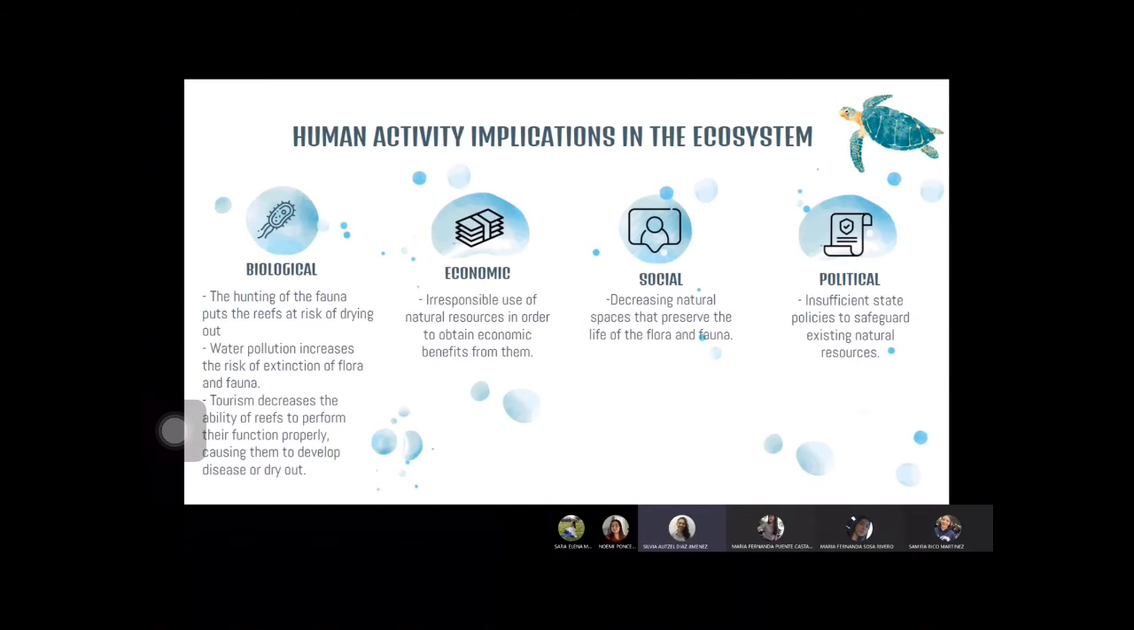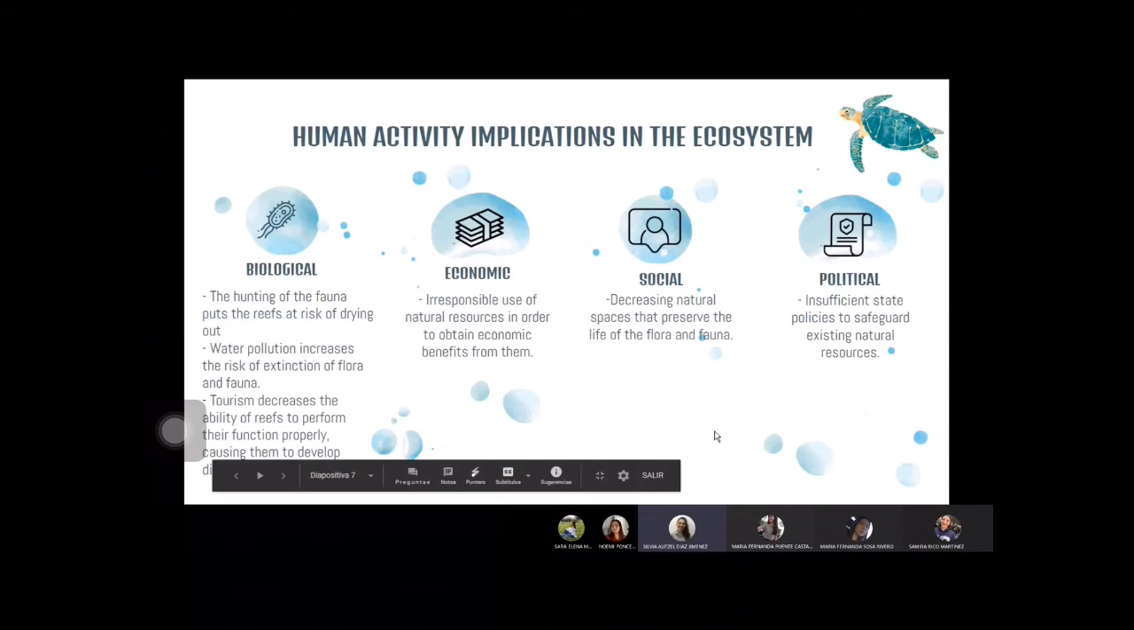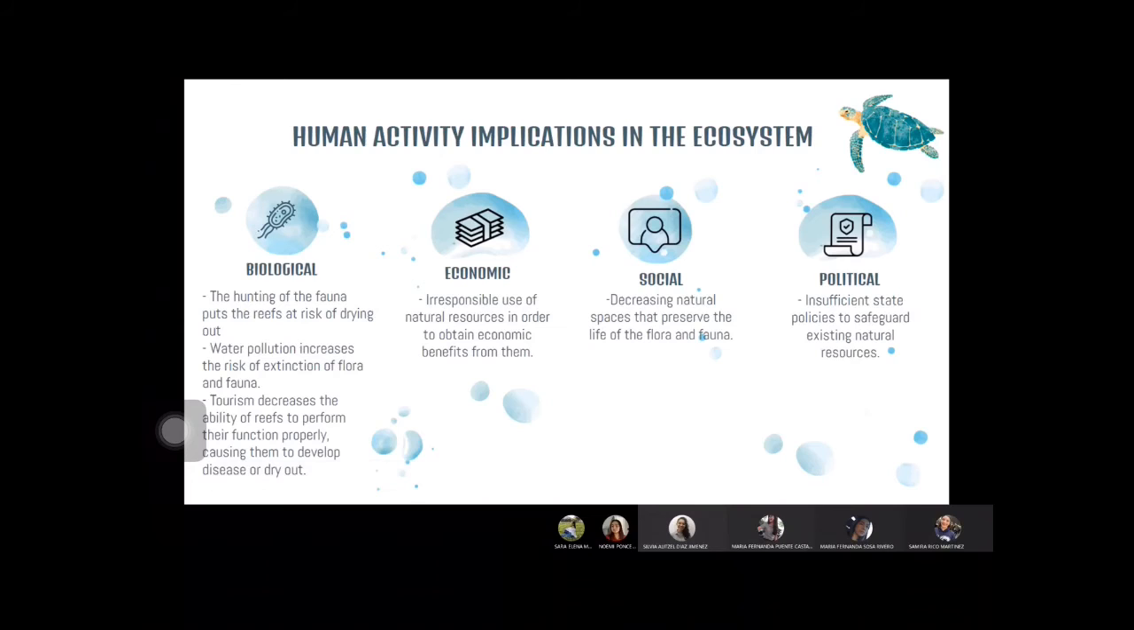Another implication is the economic implication, which is the irresponsible use of natural resources, like tourism or doing some excavations or hurting the sea or contaminating it in order to obtain some economic profits. And we have the social implications, which are the decreasing of natural spaces that preserve the life of the coral reef and the health of it, as well as the lack of programs or awareness of society about these problems.